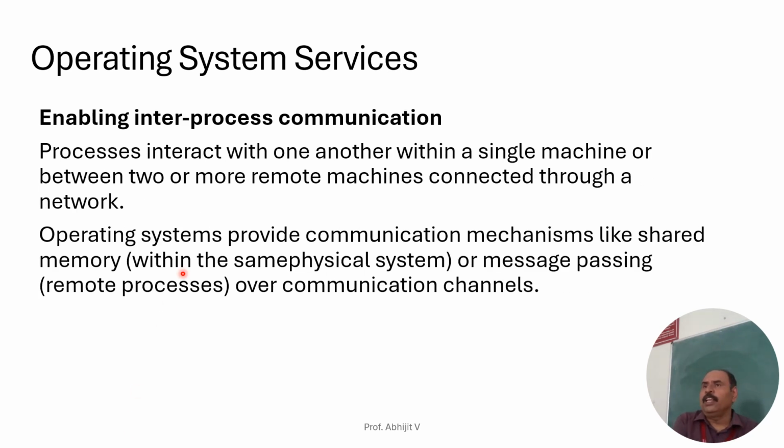The next one is enabling inter-process communication. There might be very important situations where you need to interact with more than one process. There will be multiple processes and you need to interact with these multiple processes. This is called inter-process communication. So the operating system provides a mechanism for inter-process communication. This is the next service.